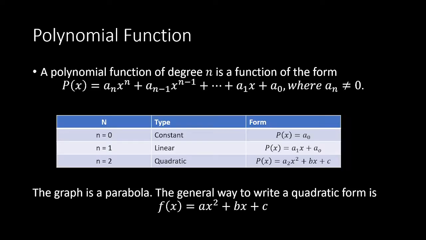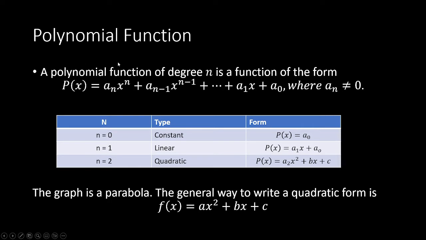Today we're going to talk about section 3.1 in our textbook. Section 3.1 is about quadratic functions. A quadratic function is actually part of a polynomial function. So a polynomial function of degree n is a function of the form with this general formula.